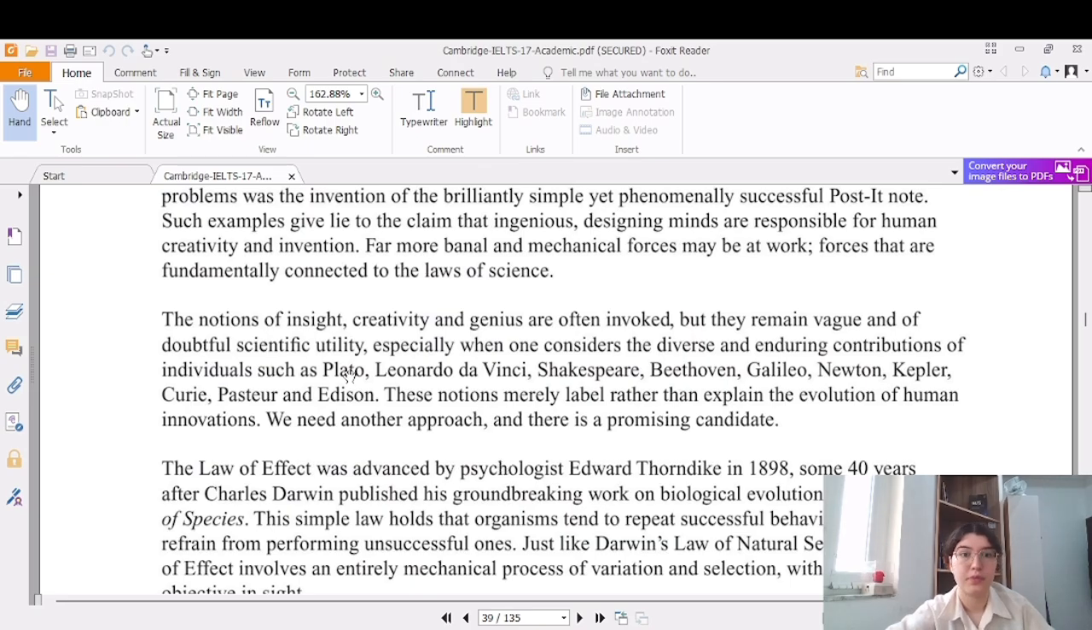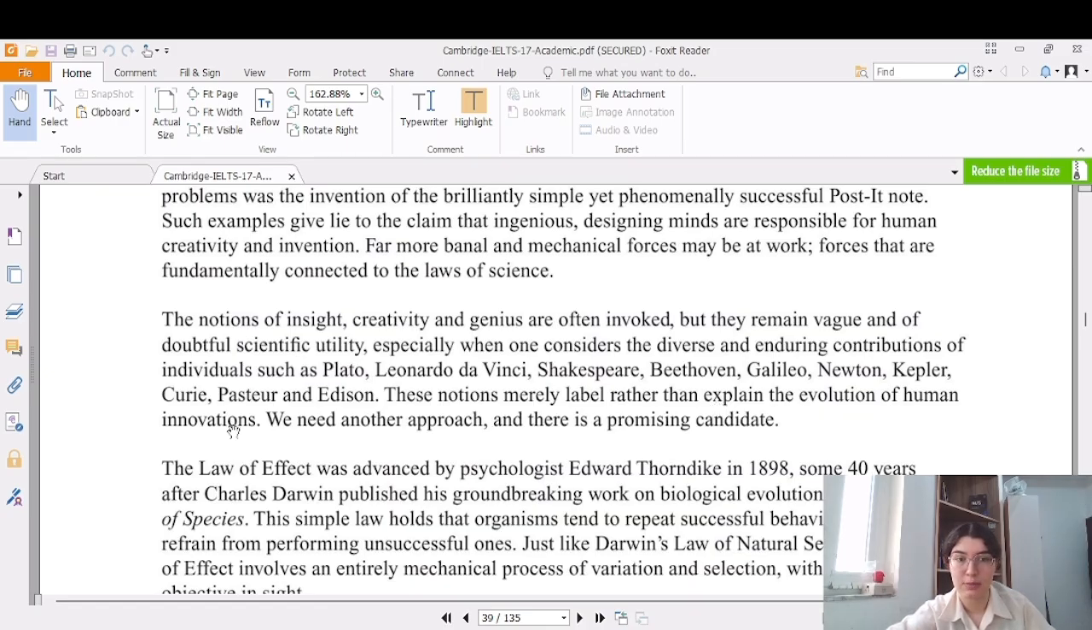The notions of insight, creativity, and genius are often invoked, but they remain vague and of doubtful scientific utility, especially when one considers the diverse and enduring contributions of individuals such as Plato, Leonardo da Vinci, Shakespeare, Beethoven, Galileo, Newton, Kepler, Curie, Pasteur, and Edison. These notions merely rebel rather than explain the evolution of human innovation.